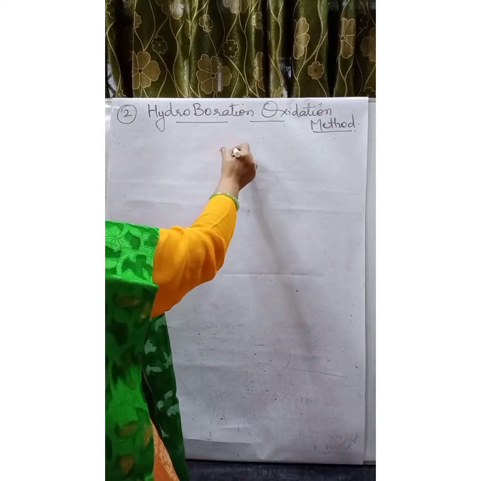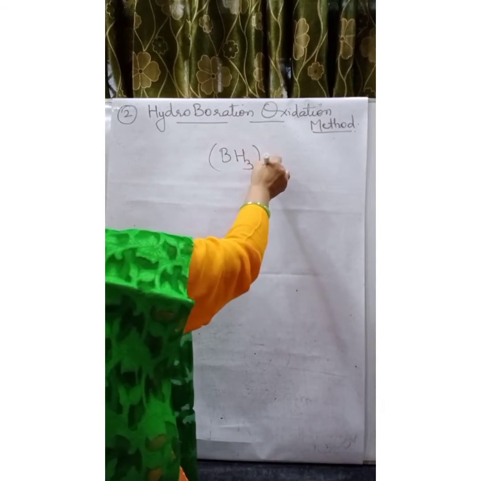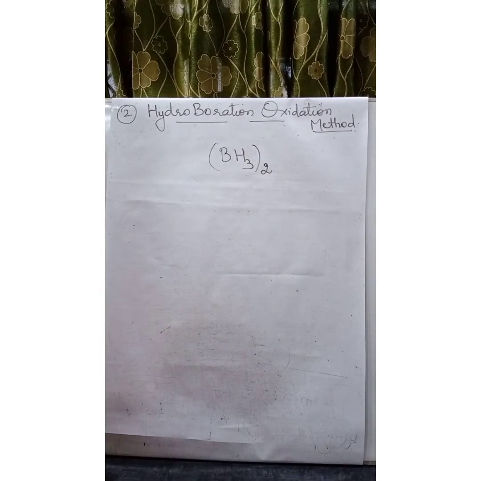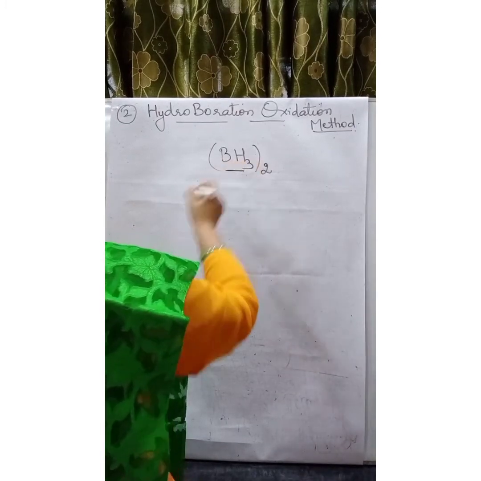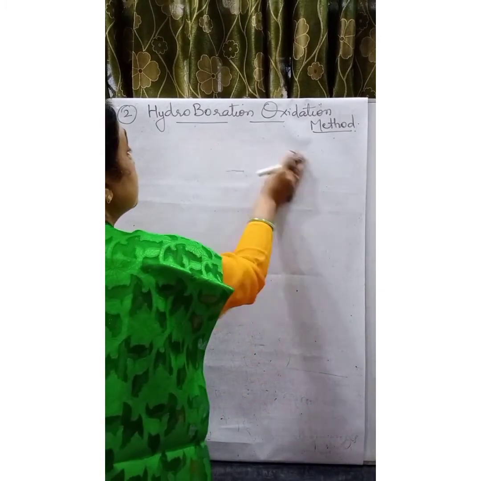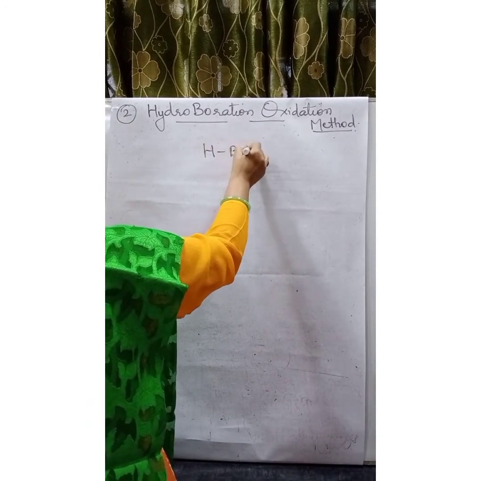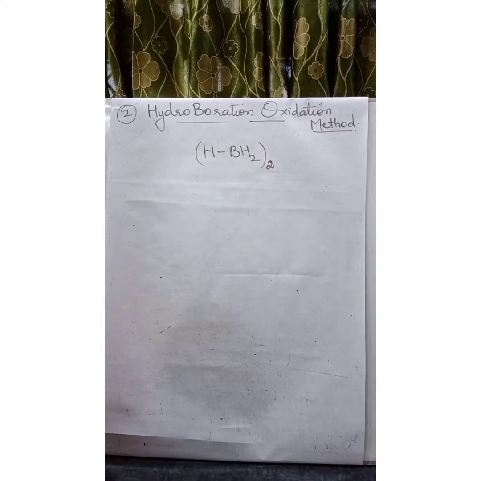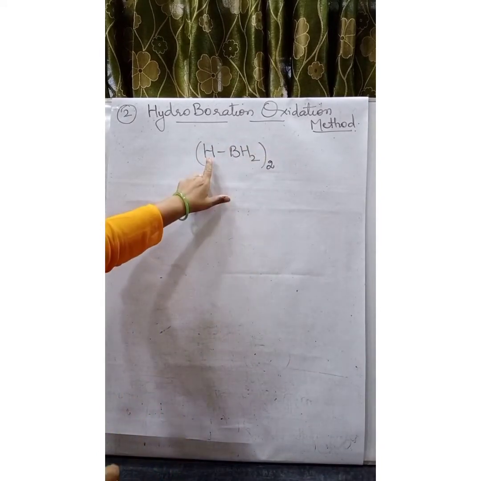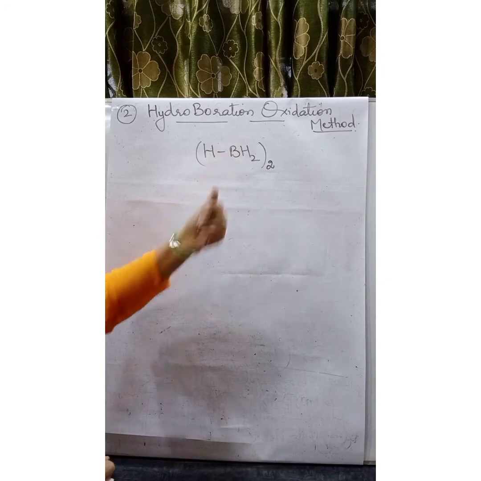So basically BH3 molecule never exists. It exists in the form of dimer, and this is known as diborane. If we talk about this BH3 part, for the sake of understanding, I am writing like this: HBH2, where H is the electropositive part and BH2 is the electronegative part of this BH3.